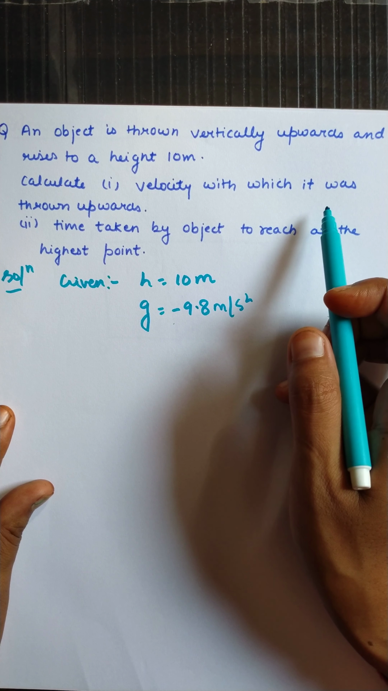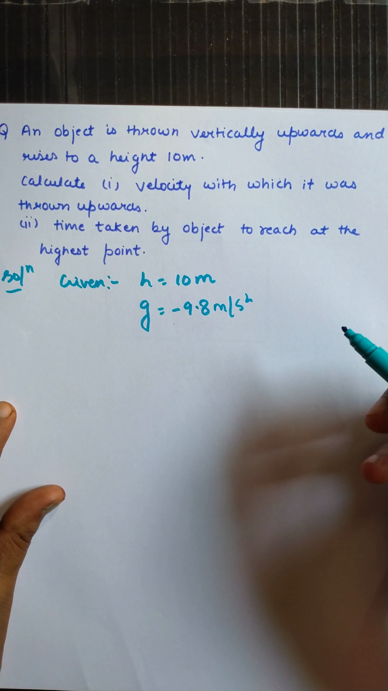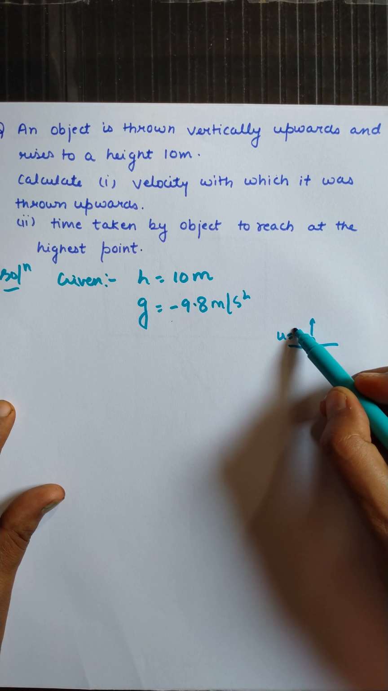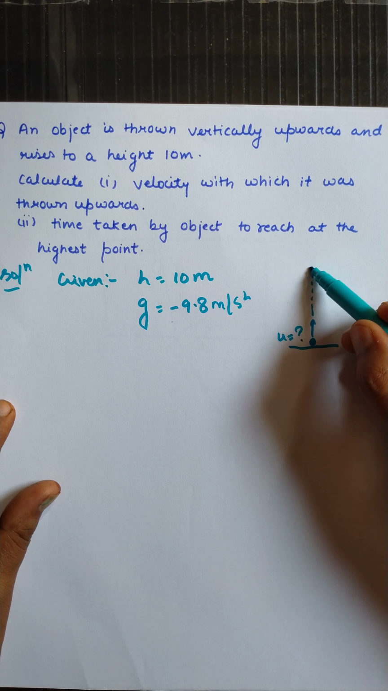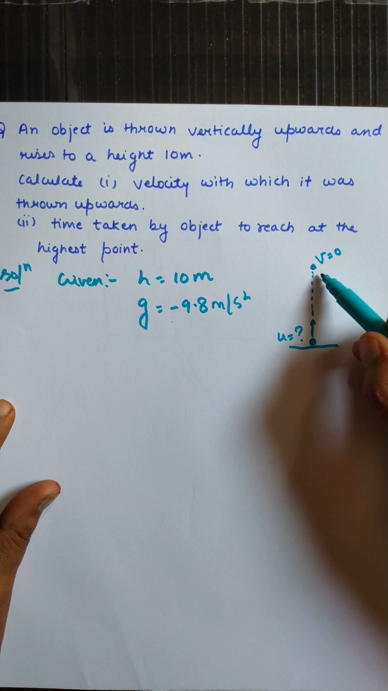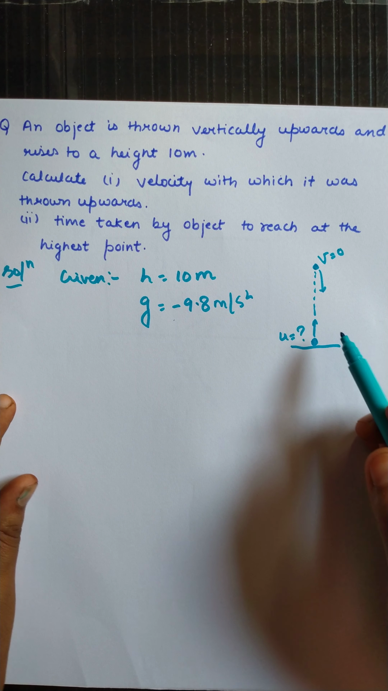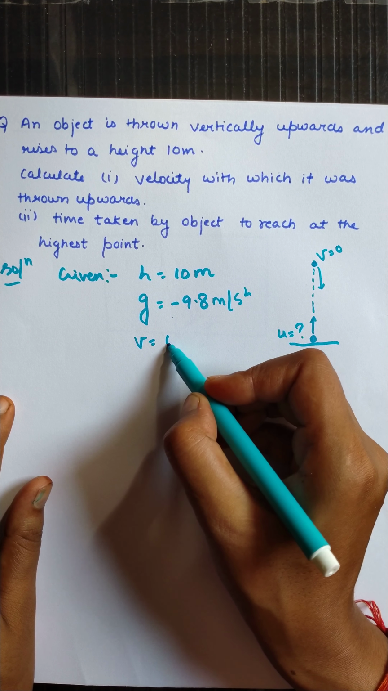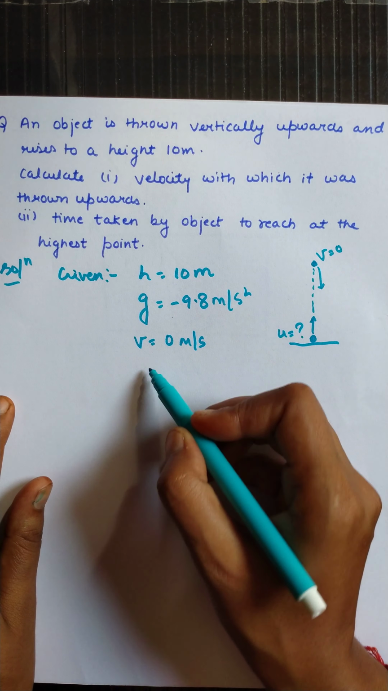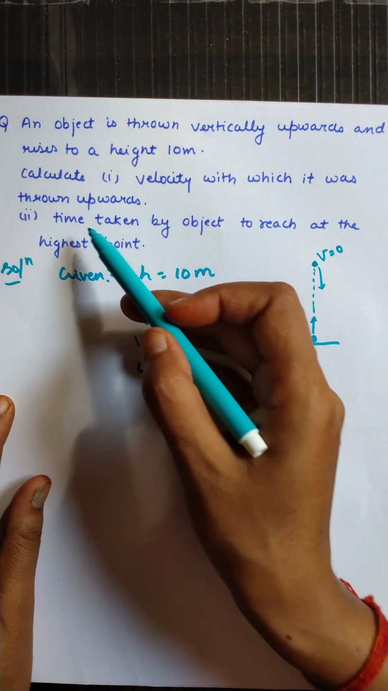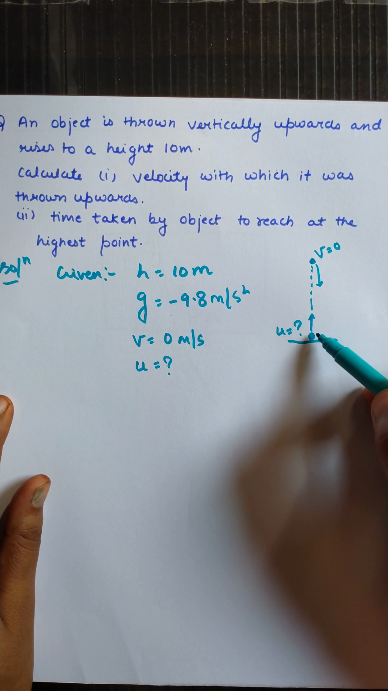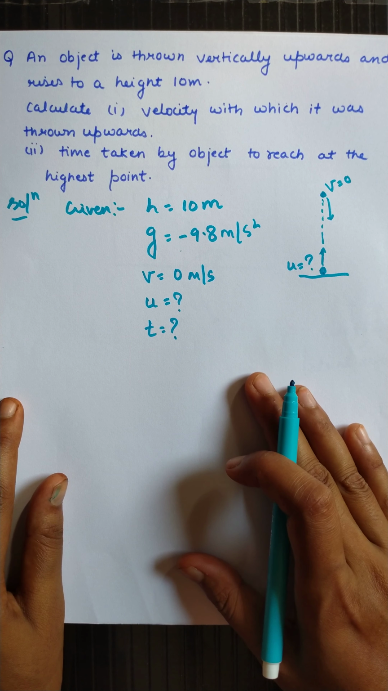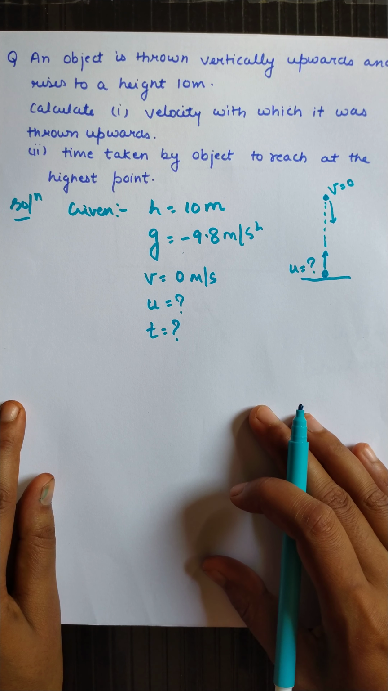Calculate the velocity with which it was thrown upward. Means this is the object and it is thrown upward from the surface of the earth. So the initial velocity we have to calculate. The final velocity, it will stop here, becomes 0, and then it will come back down. So students, the velocity is continuously decreasing, g upward is minus 9.8. We will write the final velocity will be 0 meter per second and the initial velocity we have to calculate. Second thing, the time taken by the object to reach the highest point, means from here to here, we have to calculate the time also. So first of all we will use the first equation of motion.